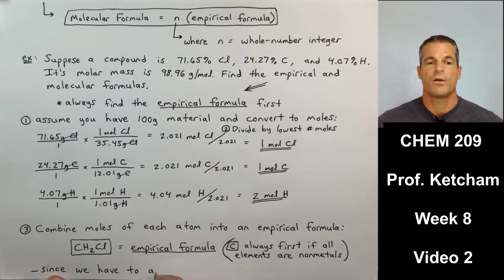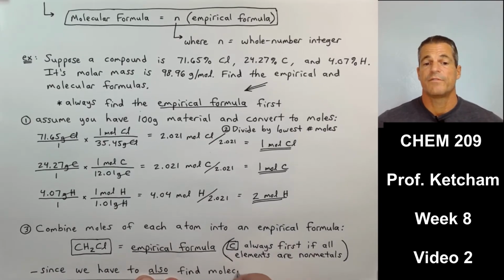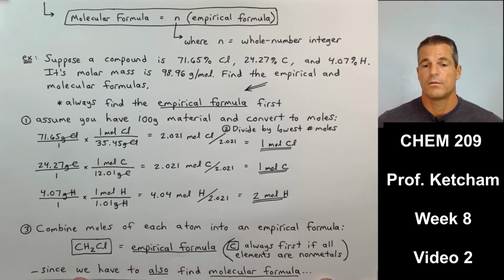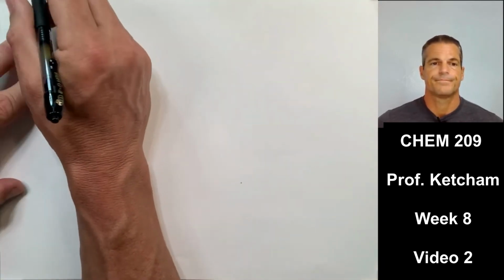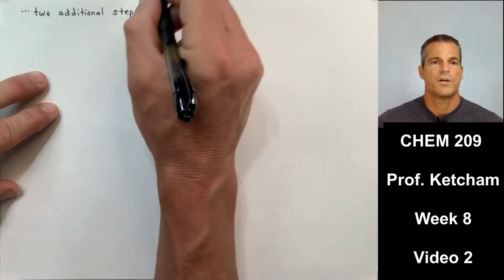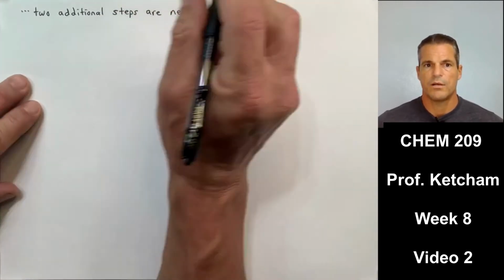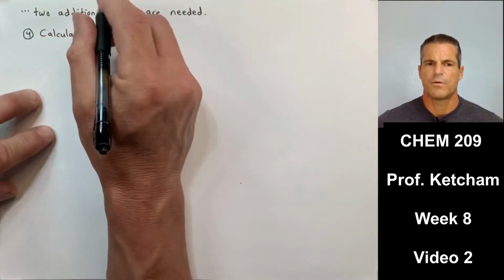So there's our empirical formula. All right? Now, since we have to also find the molecular formula, we're going to need some more steps, not just 3 steps. 3 steps it took to find the empirical formula. So if you want to find the molecular formula as well, 2 additional steps are needed, and they're fairly straightforward.